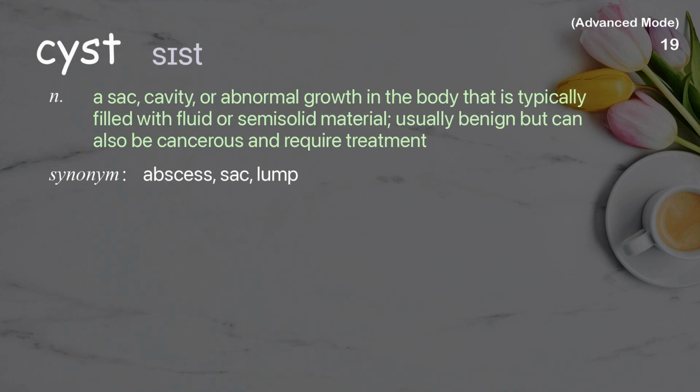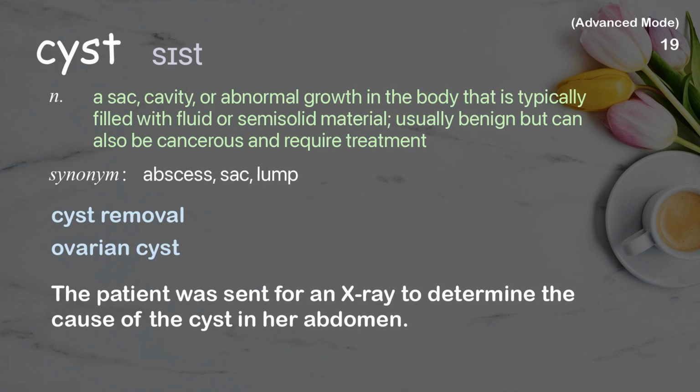Cyst. A sac, cavity, or abnormal growth in the body that is typically filled with fluid or semi-solid material, usually benign but can also be cancerous and require treatment. Examples. Cyst removal. Ovarian cyst. The patient was sent for an X-ray to determine the cause of the cyst in her abdomen.